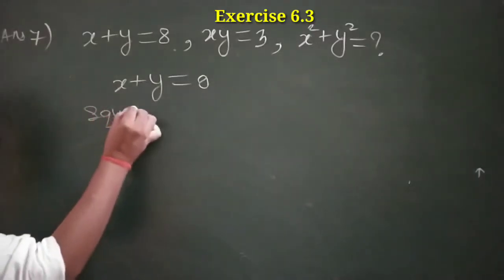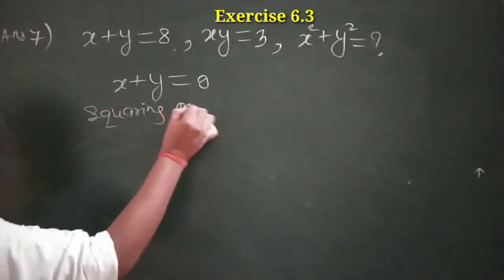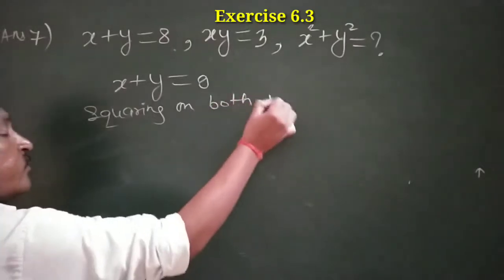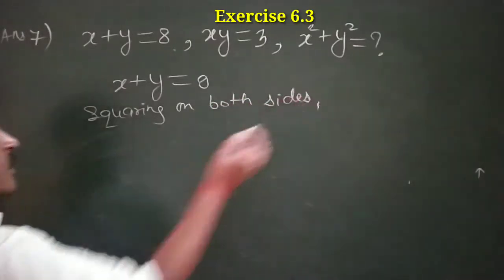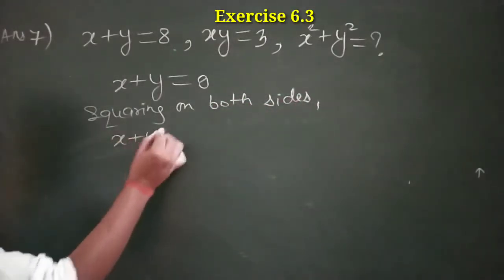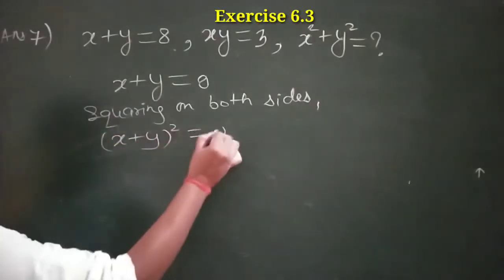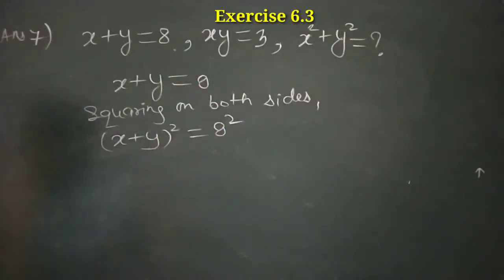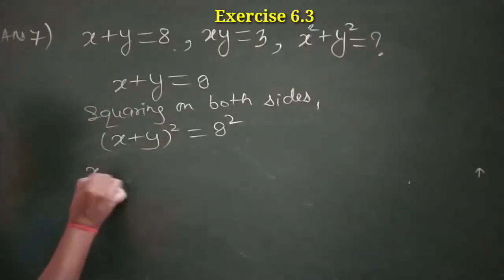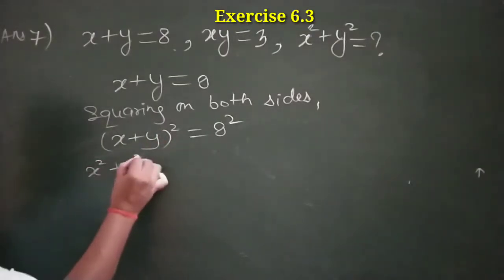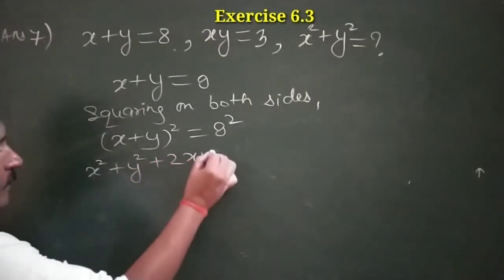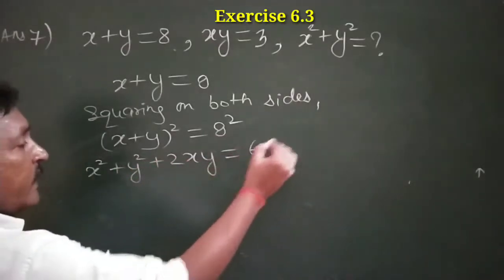Squaring on both sides. So what will we get? First of all, do the squaring. x plus y whole square is equal to 8 square. It is now in the form a plus b whole square, so we can do its expansion. a square plus b square plus 2ab is equal to 8 square, which is 64.